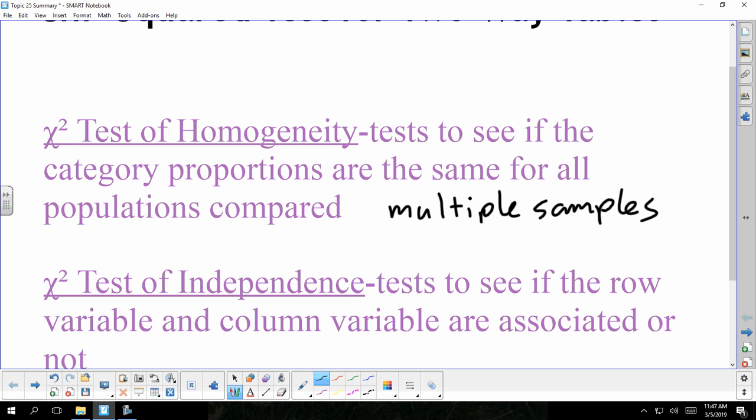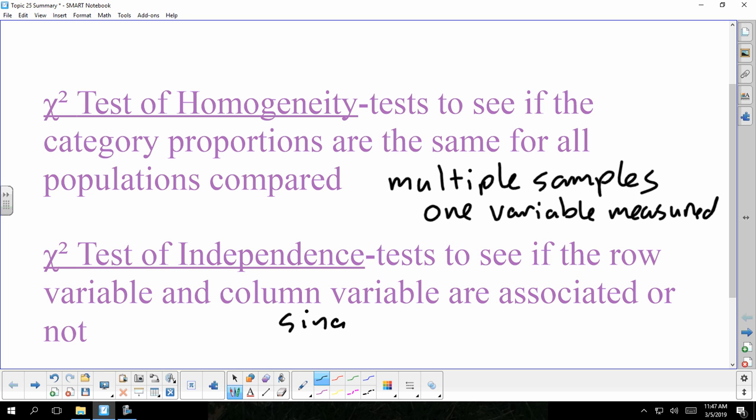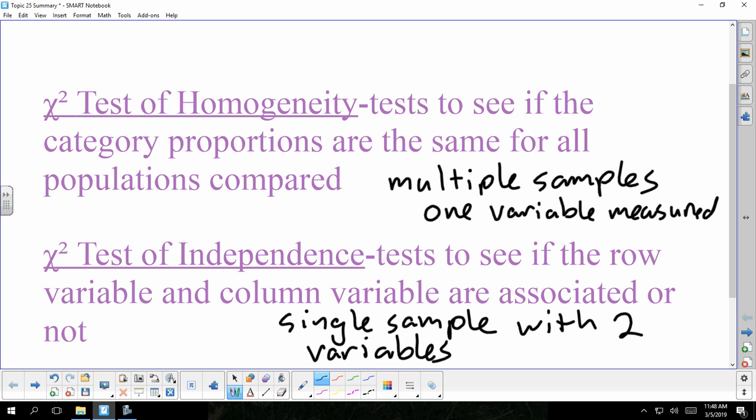And a chi-squared test of independence checks to see if the row variable and column variable are associated or not. So this one, homogeneity, has multiple samples and one variable measured. And this one is a single sample with 2 variables measured. For each observational unit, we're going to record 2 things.